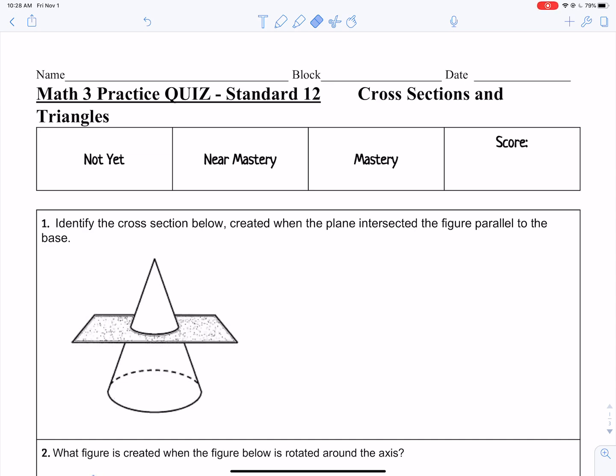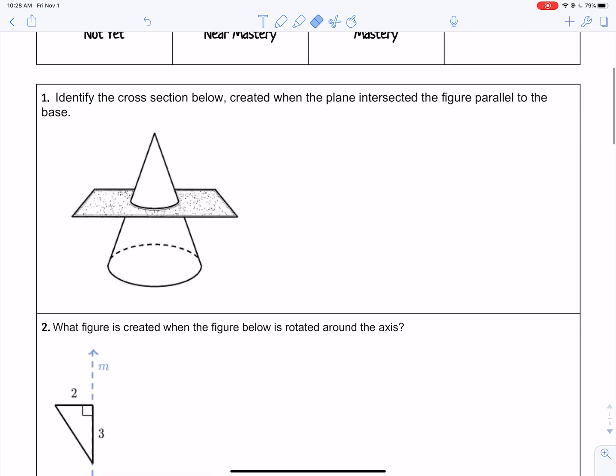In this video, we're going to take a look at practice quiz number 12. For number 1, it says, identify the cross-section below, created when the plane intersected the figure parallel to the base. So whenever we have a cross-section that is parallel to the base, it should have the same shape as the base. And so in this case, our base is a circle, and so our cross-section is also a circle.